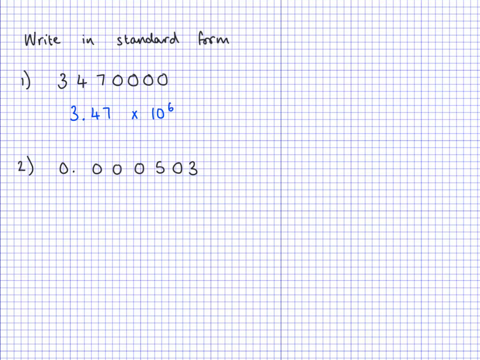Okay, so another way to look at it is I know that the decimal point needs to come here. This is where the decimal point is, okay? So if it comes here, there are 6 digits in between. So 1, 2, 3, 4, 5, 6, okay?